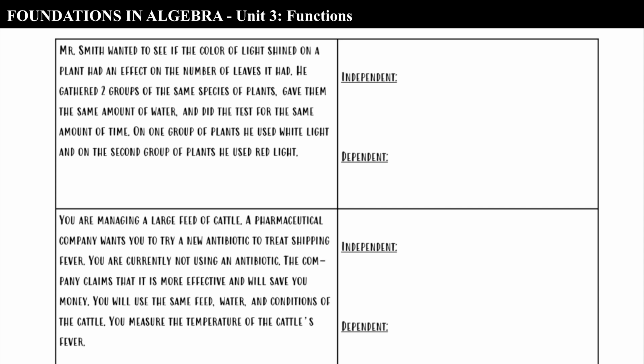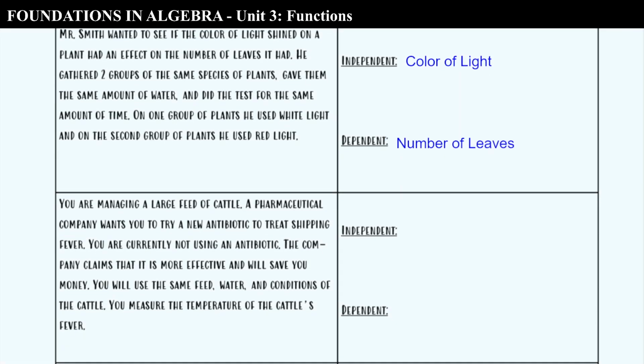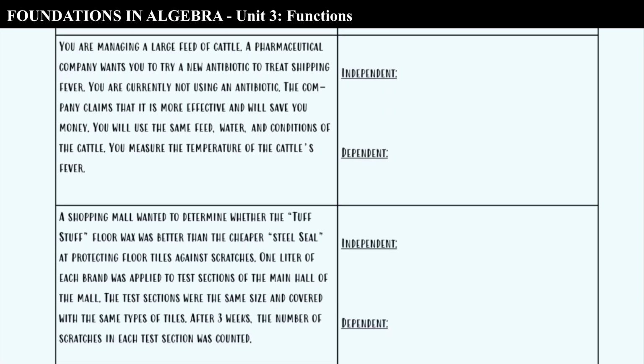Well, the independent variable is the one that we can't really control. And the dependent variable is the one that's the response. So think about independent as your cause and dependent as your effect. Okay? So what is our input here? Well, our input is the color of light. And our dependent variable, or our output, our result, is the number of leaves. And that's all there is to it, to identifying these. So let's take a look at the next one.